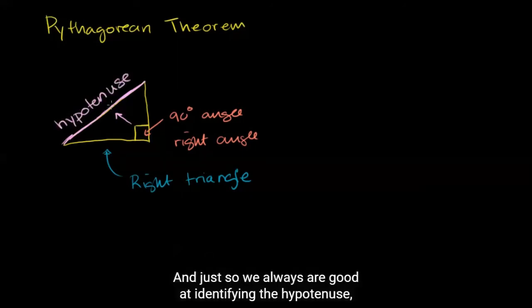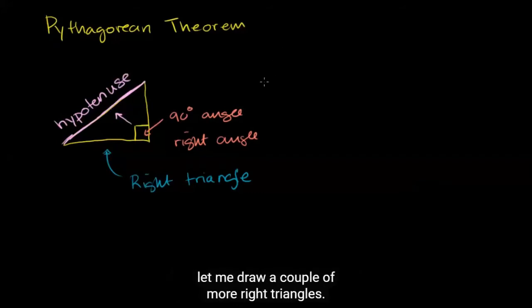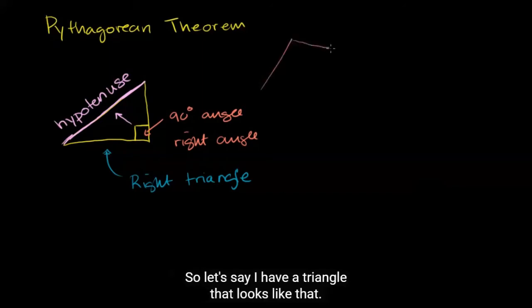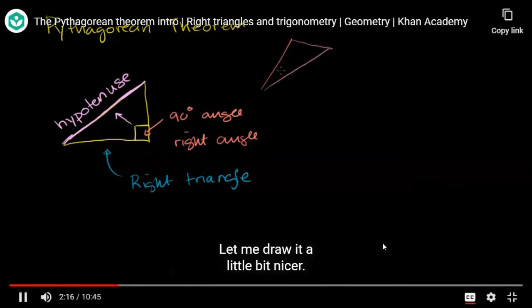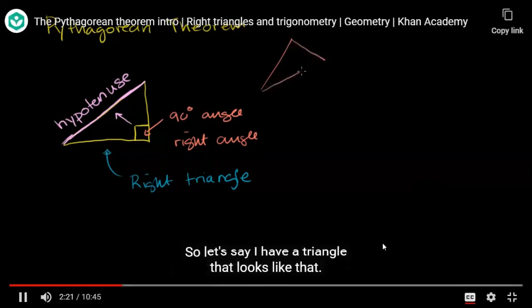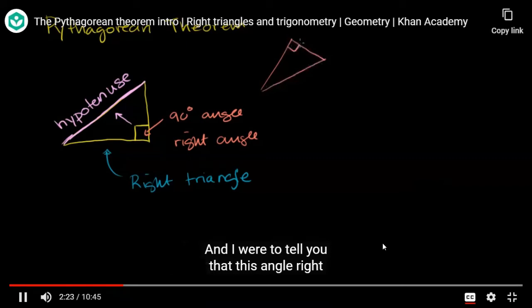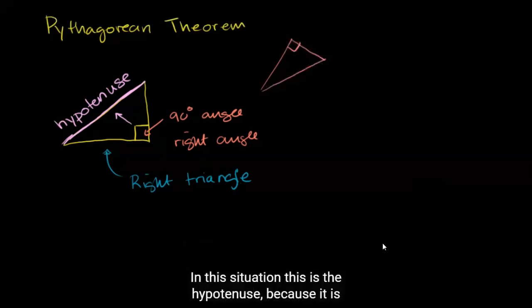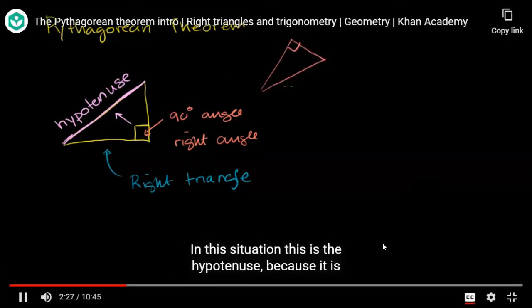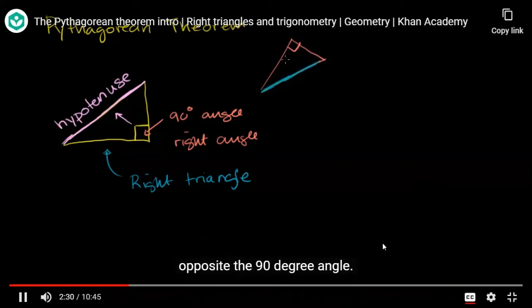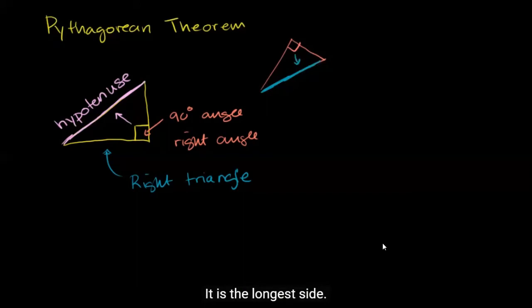So we always are good at identifying the hypotenuse, let me draw a couple more right triangles. Let's say I have a triangle that looks like that, and I were to tell you that this angle right here is 90 degrees. In this situation, this is the hypotenuse because it is opposite the 90 degree angle. It is the longest side. Let me do one more just so that we're good at it.